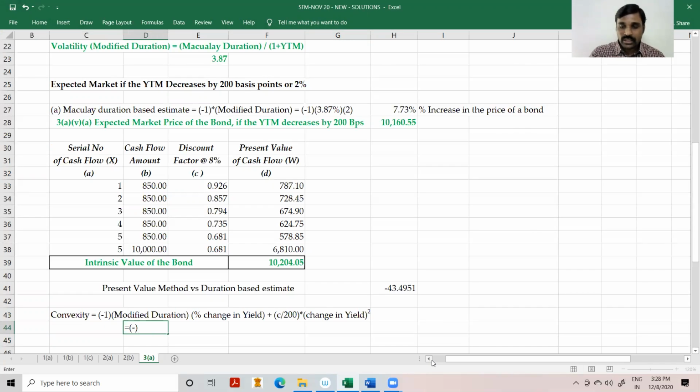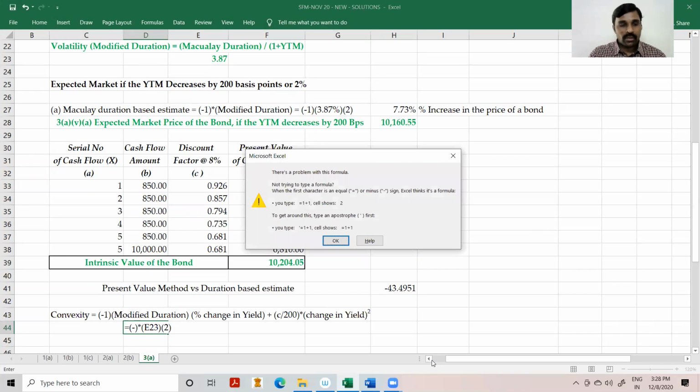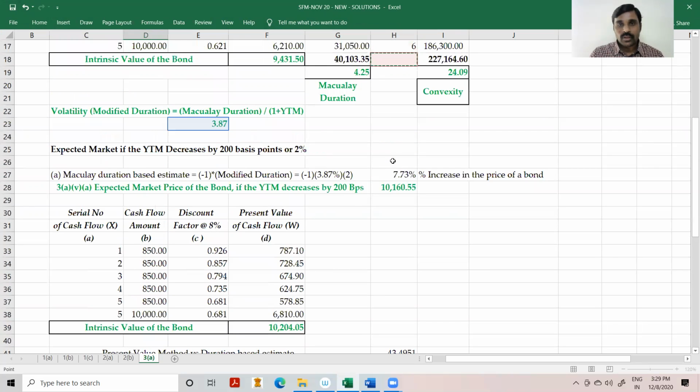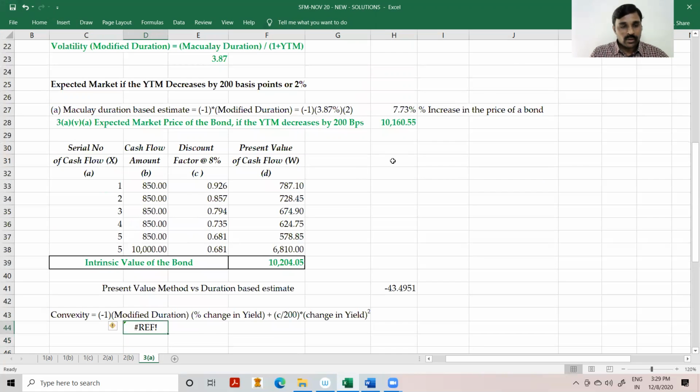Okay. Next. So if you look at this point, minus 1 into the modified duration, which is 3.87, and percentage change in the bond 2%. It will be minus 2 because it is a decrease. Plus, convexity, I think we got it somewhere above: 24.09 divided by 200 into minus 2 whole square.